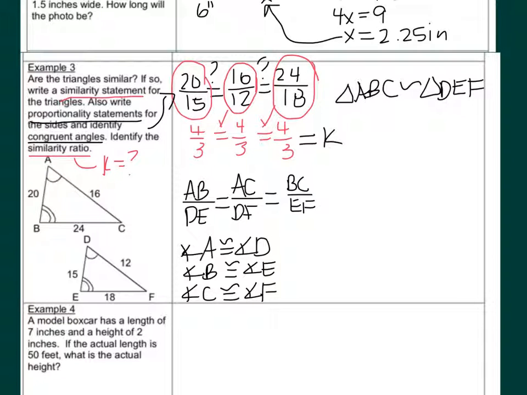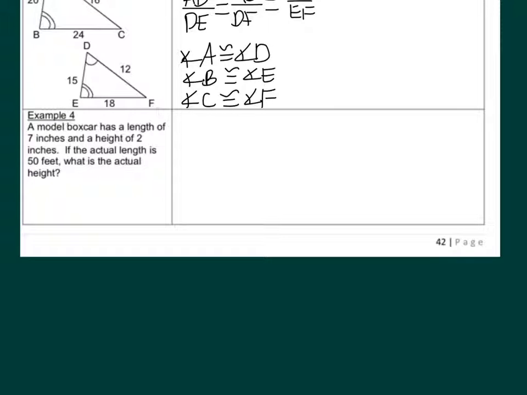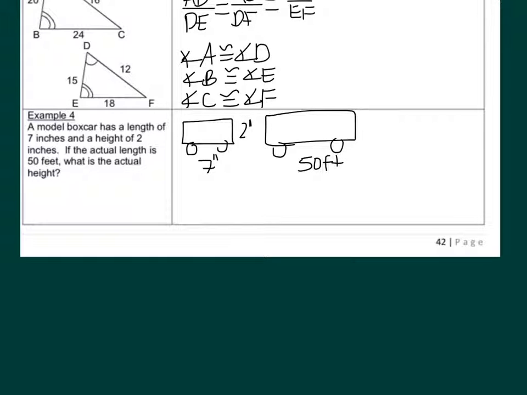Last but certainly not least, we want to take a look at example 4. Example 4 tells us that you have a model boxcar that has a length of 7 inches and a height of 2 inches. So let's go ahead and draw that. We've got some sort of a car, and we'll say that the length is 7 inches and the height is 2 inches. And they have an actual car, so this is just a diagram. That's obviously not an actual car. That's 50 feet long, and they want to know what's the height.